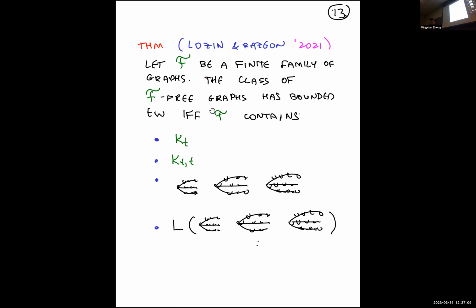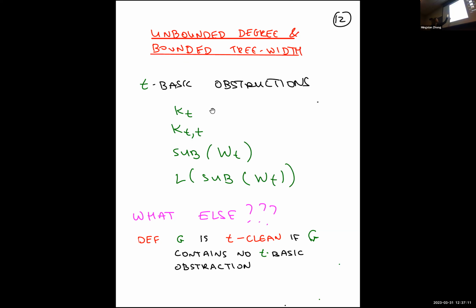What finite families can I forbid, and do I need to forbid, in order to get bounded tree-width? Notice this is different, because when I think about basic obstructions, these are by definition infinite families. I forbid all subdivisions of something. That's an infinite family. So they asked, how can I say this for a finite family? What do I need to forbid finitely many of to make sure that none of those infinitely many things appear?